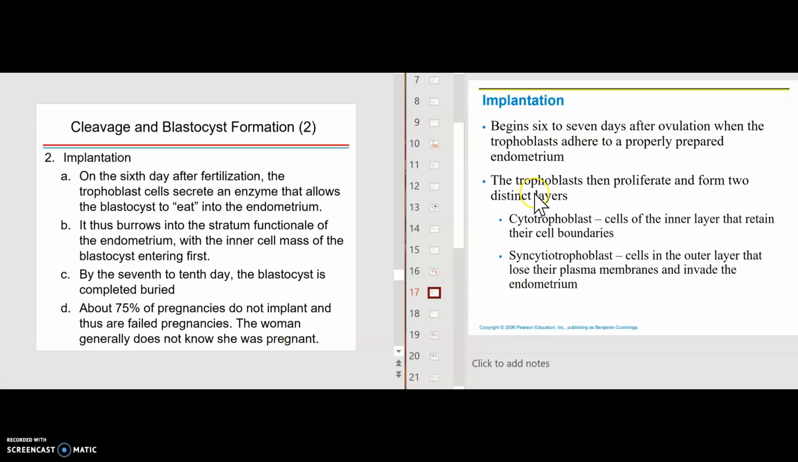Okay. When the trophoblast is covered over, 2 layers develop: the cytotrophoblast, cells of the inner layer that retain their boundaries, and the syncytiotrophoblast.